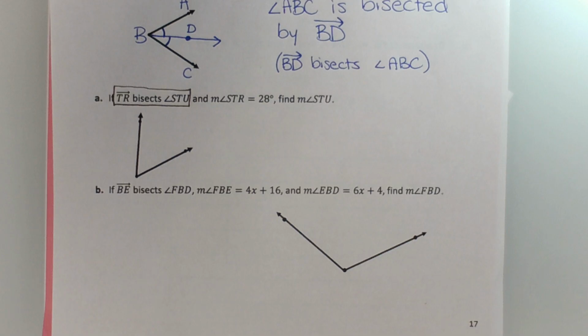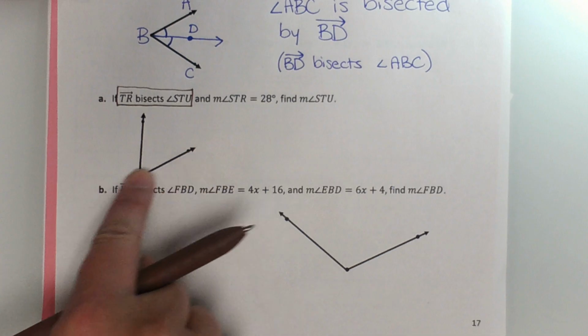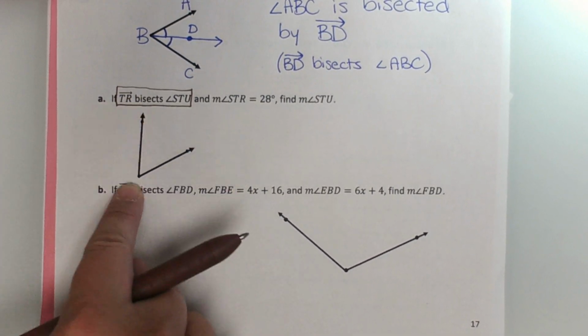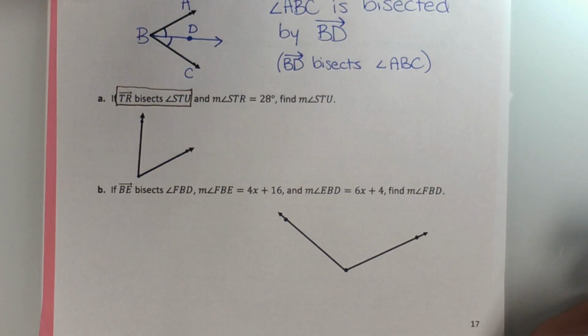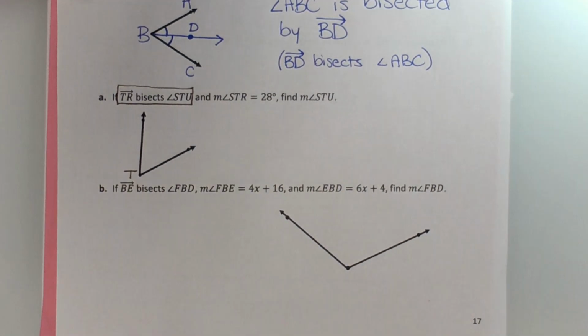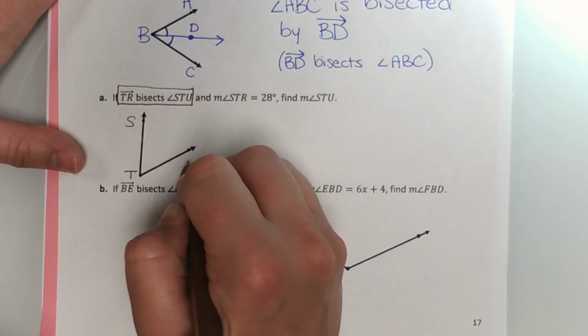First thing you want to do is label your angle. If I am calling this angle STU, does it matter where I put the letters S, T, and U? Yes, specifically which letter? T. T has to go in the middle, on the point, on the vertex. S and U go on each side.